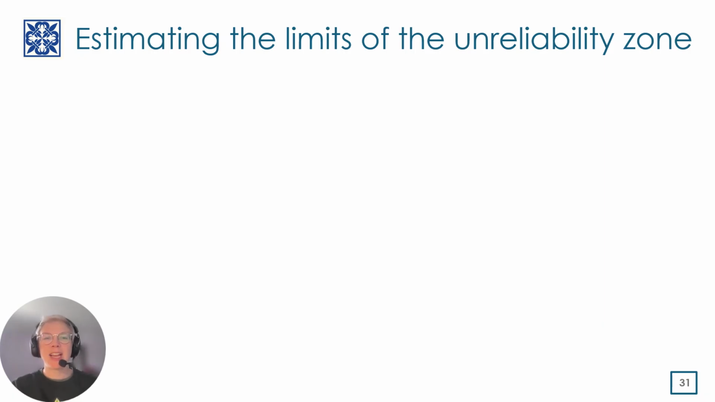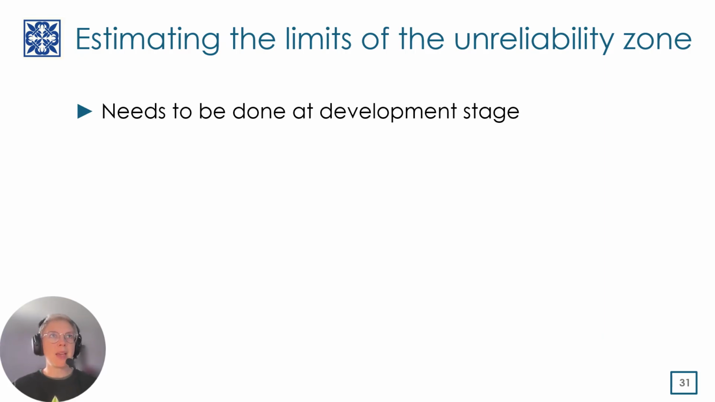We don't want that. Or if you go, wait, the unreliability zone that I now learn about in validation is way too big for my client. Again, you're back to square one of developing your method, and we don't want that. So, it needs to be done at the development stage, and there are a few approaches to do that.